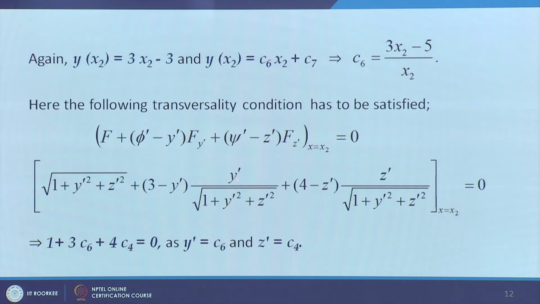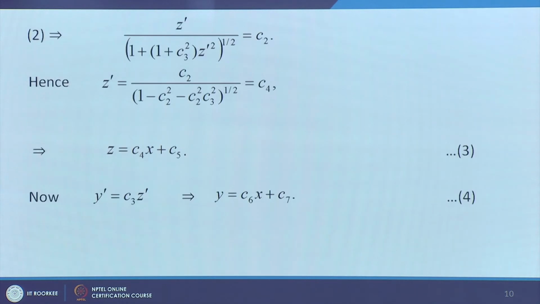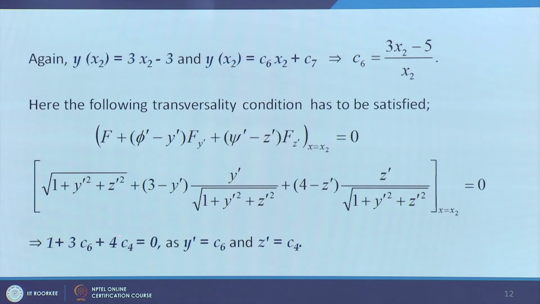But y dash is equal to c6. Let us see, y dash we have seen to be equal to c3 into z dash, and c3 into z dash was equal to c4. So c3 into c4 we defined as c6. So y dash is c6 and z dash is c4. So let us replace these values there. So 1 plus 3y dash means 1 plus 3 c6 and 4z dash means 4 c4, equal to 0.